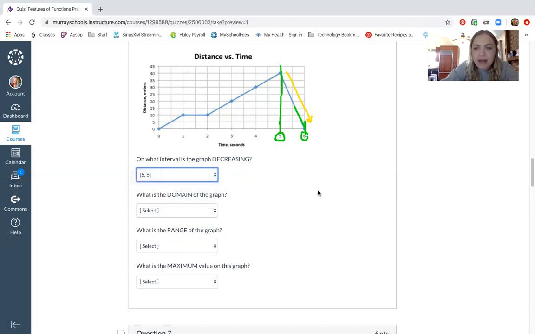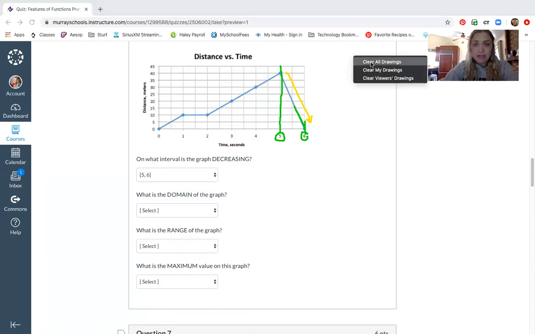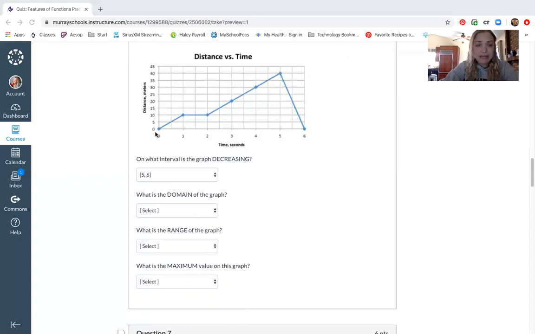Perfect. Okay, so now let's talk about the domain. Remember, decreasing is just a small section, increasing would be a small section, the constant space would be a small section, but the domain is going to talk about the entire graph. Where does it go along the x-axis? So let me clear out that decreasing stuff, and let's look at where the domain starts. This graph starts over here on the far left side.